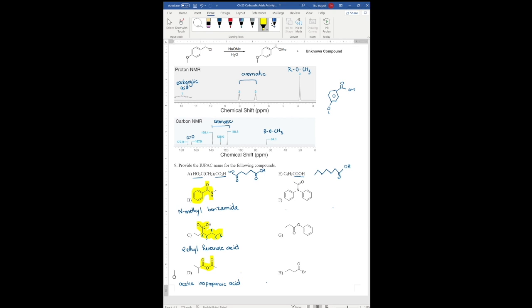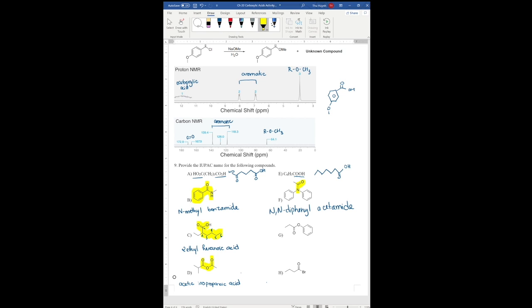Okay, moving on to F. Let's first start out by highlighting our functional group, which in this case is an amide. And as you can see, the nitrogen is connected to 2 phenyl groups. So to reflect that in the name, we should put N,N-diphenylacetamide.